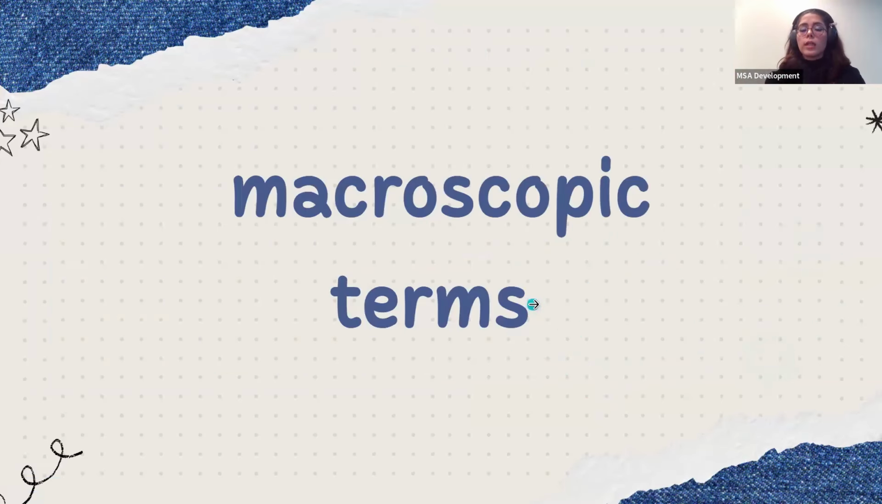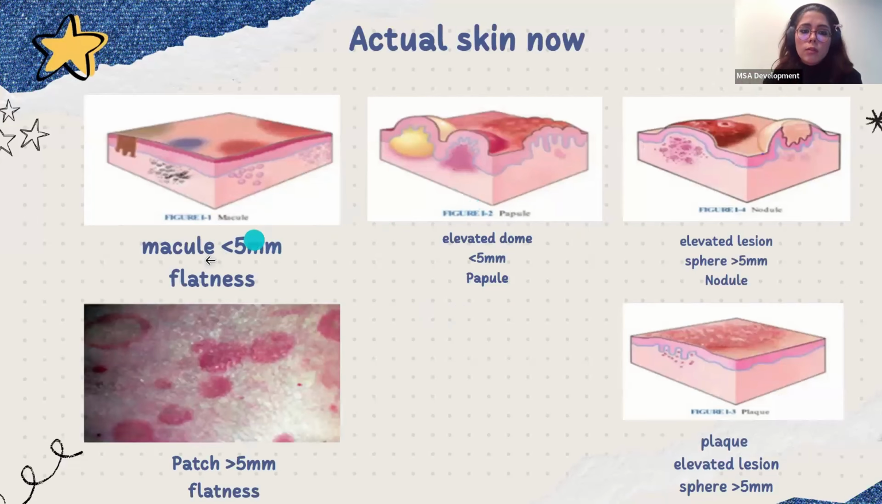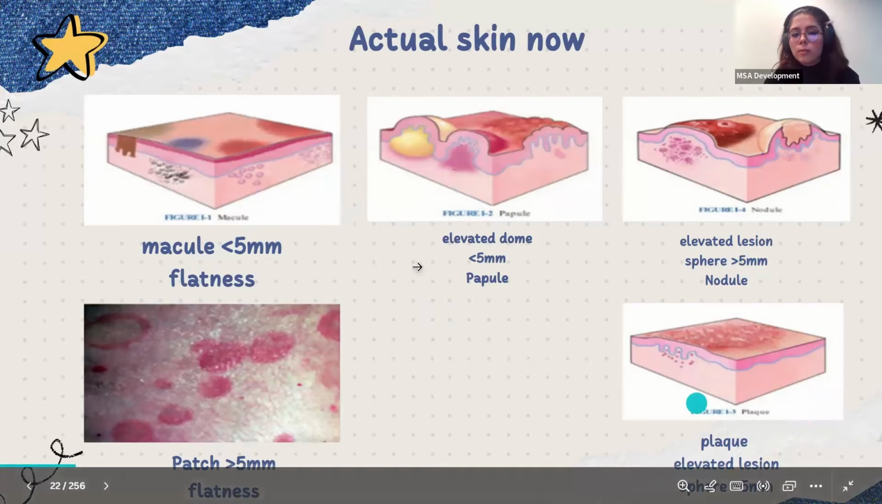Now we actually get into dermatopathology. I hate immuno, and I'm very vocal about me hating immuno. So you have the macroscopic terms, the bigger lesions that you would see, and the microscopic, which is stuff you would see under a pathology slide. You have a macule, a papule, a nodule, a patch, and a plaque.